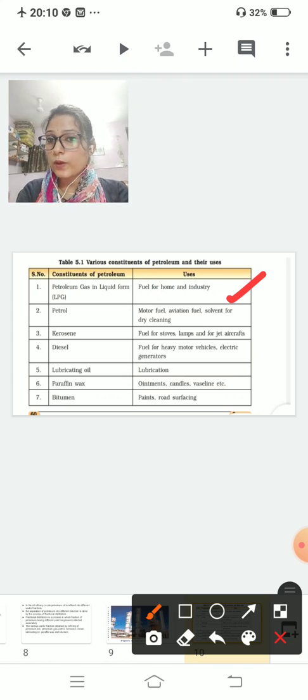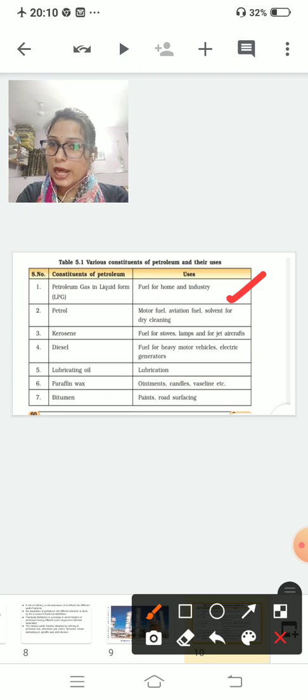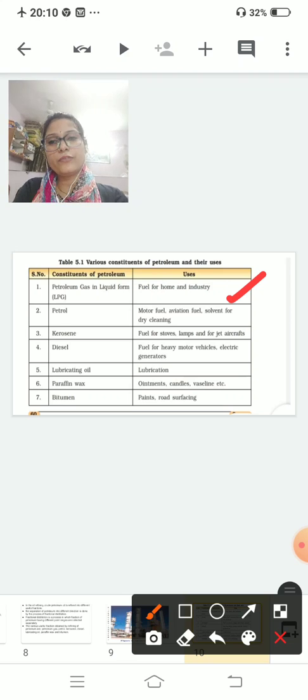I am reading once more. LPG can be used as a fuel for homes and industries. Petrol: motor fuel, aviation fuel, solvent for dry cleaning. Kerosene: fuel for stoves, lamps and jet aircraft. Diesel: fuel for heavy motor vehicles and electrical generators. Lubricant oil: lubrication. Paraffin wax: ornaments, candles, Vaseline, etc. Bitumen: paint and road surfacing.